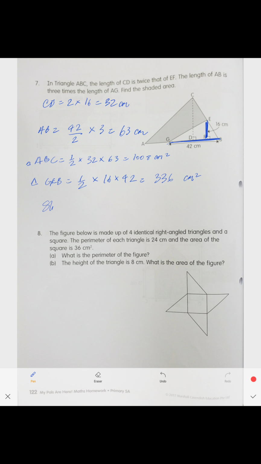So shaded area is the difference. Shaded area, 1008 minus 336, 672 square centimeters. All right.